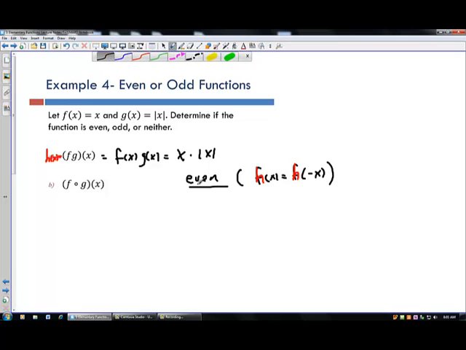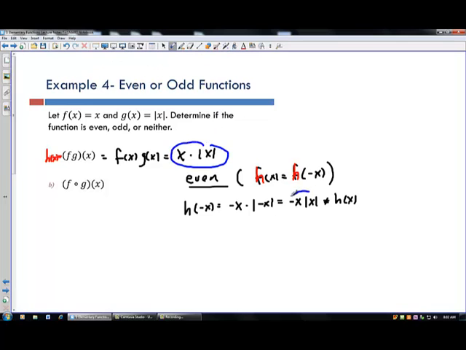And so we say to ourselves, okay, let's see what h of negative x would be equal to. Well, h of negative x, wherever I see an x, I put a negative x. So I have negative x times the absolute value of negative x. The absolute value of negative x, you can just drop the negative because absolute value makes it positive. So you can just say that's the same as absolute value of x. Now, that's not equal to h of x. Right, because what's h of x equal to? It's equal to this. So these two things are obviously not equal.